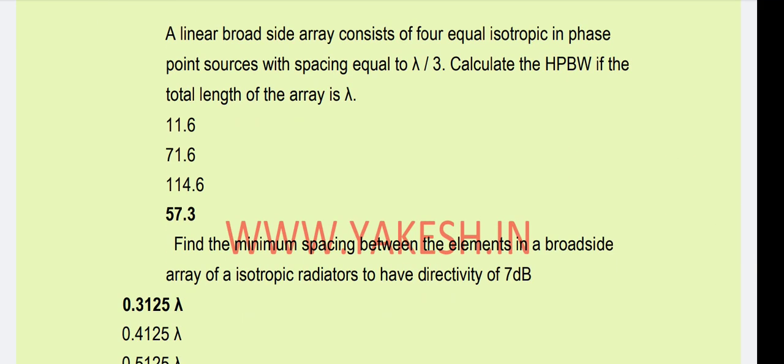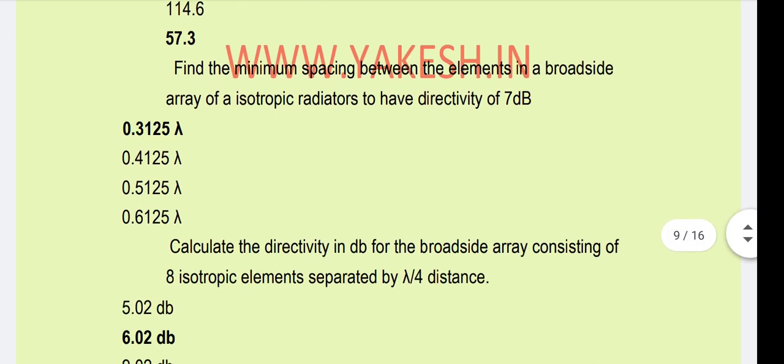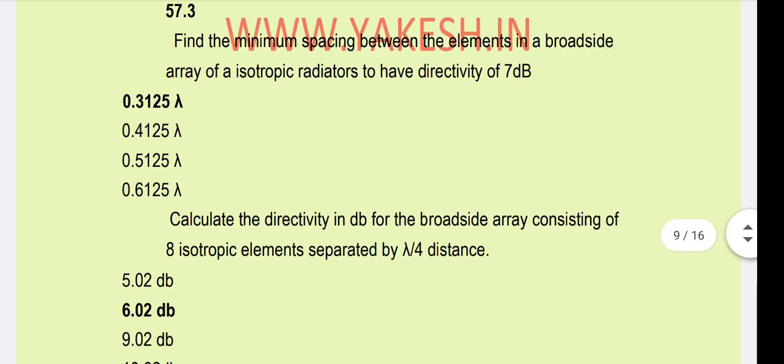A linear broadside array consists of 4 equal isotropic in-phase point sources with spacing equal to lambda by 3. Calculate the HPBW if the total length of the array is lambda. Option D is the answer, 57.3. Find the minimum spacing between the elements in a broadside array of isotropic radiators to have directivity of 7 decibel. Option A is the answer, 0.3125 lambda.